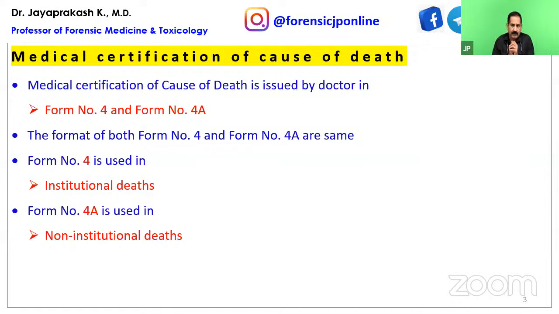So, for example, a patient comes to your clinic with a history of chest pain. You take an ECG, then you see ST elevation, and immediately he collapses and dies. Already you diagnosed that the death is due to myocardial infarction, but he died in your clinic. Now you have to fill form number 4A. Whereas in any other hospital, you have to fill form number 4.